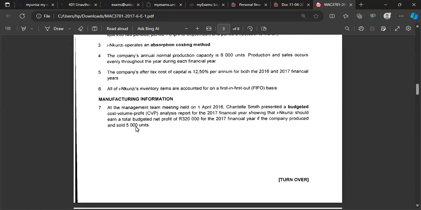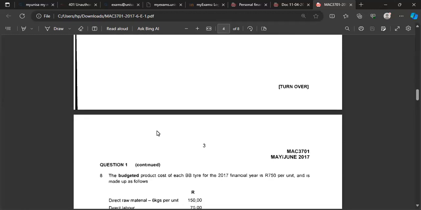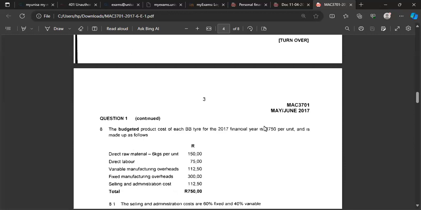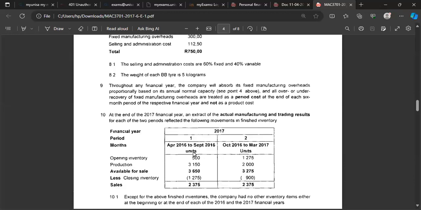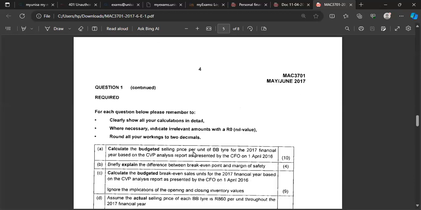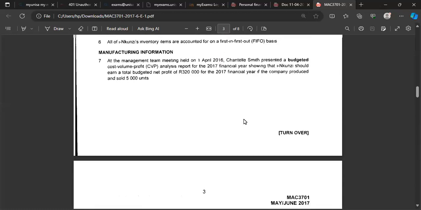Okay, so this is the report that we see now. We've got the budgeted costs given there, 750, and what have you. Based on this, I think we can simply begin this question. Calculate the budgeted selling price per unit. So we need the budgeted selling price per unit. What are we given? Let's work with what we are given.